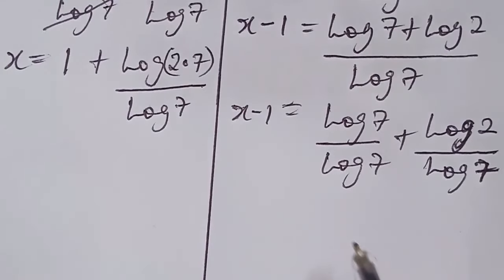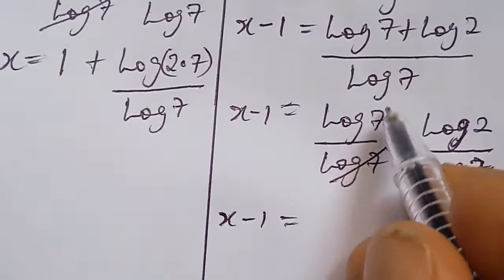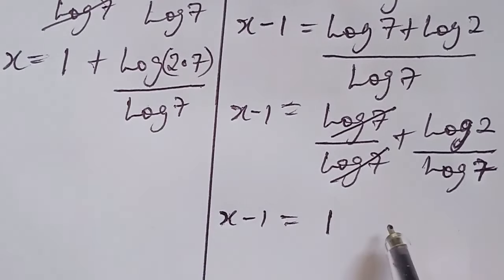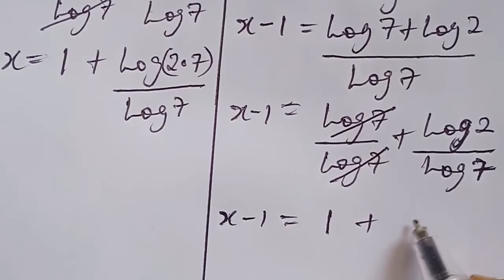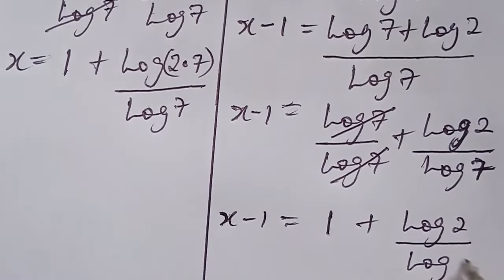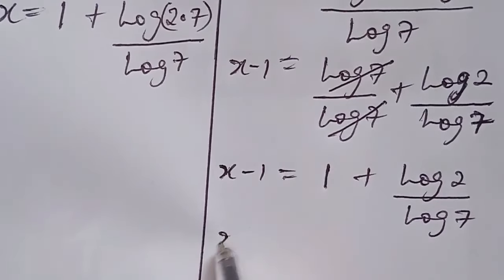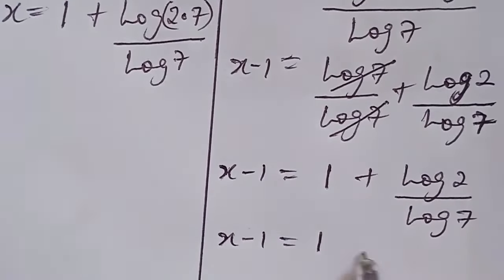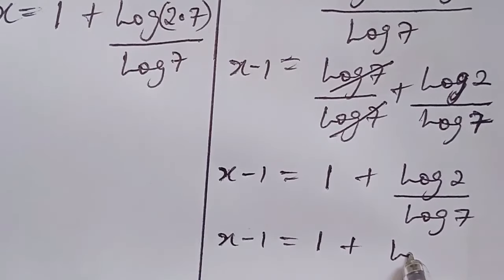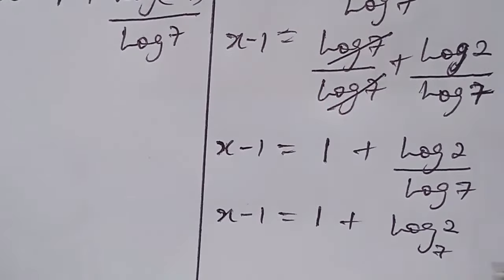So from the second method, we have that x minus 1 will be equal to log 7 cancel log 7, so we have 1, then plus log 2 over log 7. So we can simplify this. If we simplify this, we have x minus 1 equal to 1 plus log 2 base of 7.